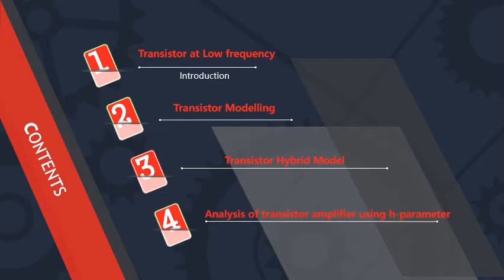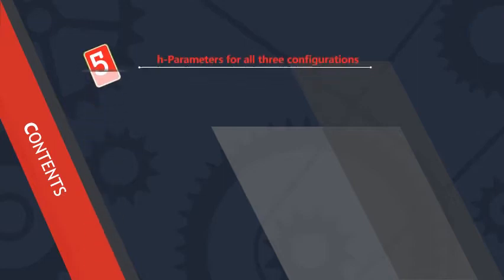Next is an analysis of transistor amplifier using H parameter. हाइब्रिड पैरामीटर को ही हम H पैरामीटर बोलते हैं in short. The next topic is H parameter for all three configurations, like common base, common emitter and common collector configurations of the transistor. तीनों के लिए हम H पैरामीटर देखेंगे कि क्या क्या होते हैं तीनों कॉन्फ़िगरेशन के लिए H पैरामीटर.